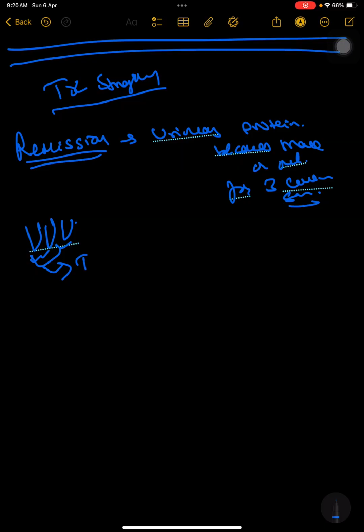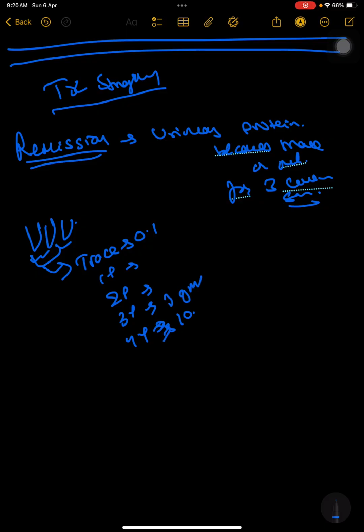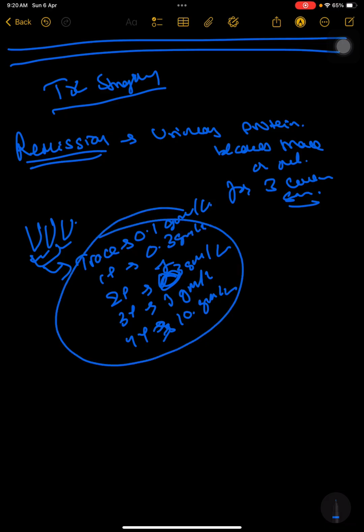Now this shows we already learned trace, 1 plus, 2 plus, 3 plus, 4 plus. I always write it from down. I don't know why, but I really like writing from down. So if it's 4 plus, this is 10 gram per liter, 3 plus is 3 gram per liter. If it's 2 plus, it's 1 gram per liter, and here it's 0.3 gram per liter. So I often write it in this way, right?